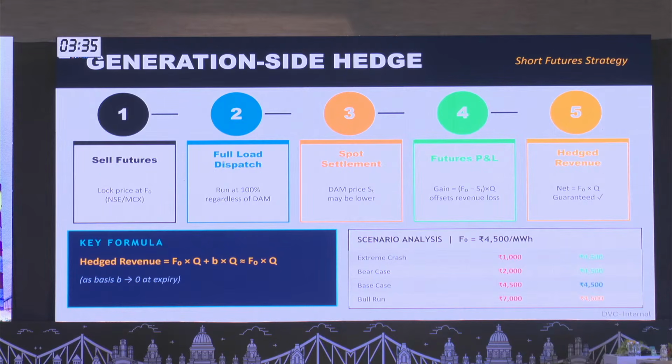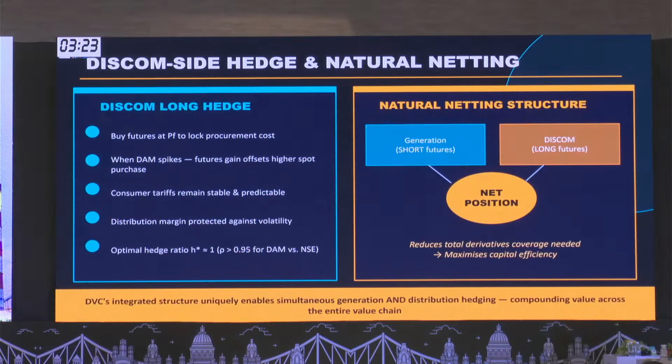In that case, we will get profit from the futures position and hedge revenue at the futures price. We have also simulated this type of case, and we have seen that 4.5 is constant in all cases. And on the opposite hand, we have discoms. Discoms have the risk of market volatility, so by hedging futures, we also reduce our power procurement cost to a certain level. So having both generation and discom, we can net our positions. So the margin requirement will be very minimal, and we will get the maximum ROI for that margin.